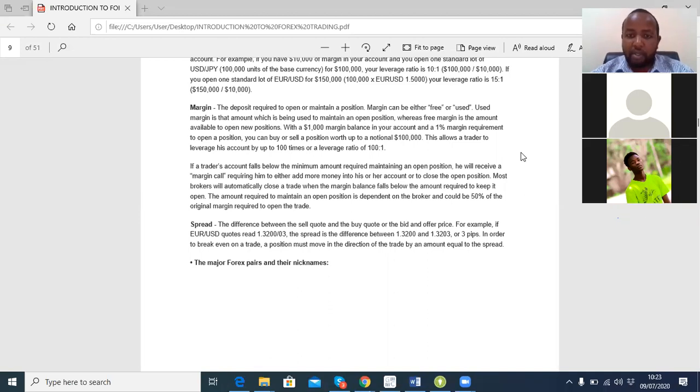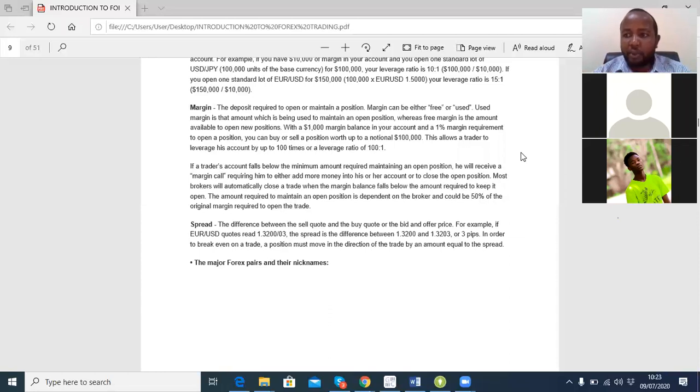So if a trader's account falls below the minimum amount required to maintain that position, meaning the margin is going down, he will receive a margin call. A margin call is the broker telling you that things are not working very well. You need to close some positions, or they are automatically closed in case you've used too much margin. This usually happens in the scenario where you have leverage or you have used too much margin.